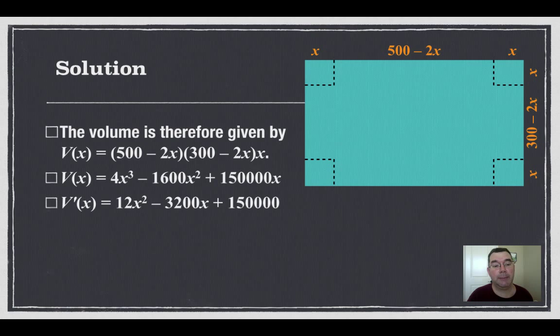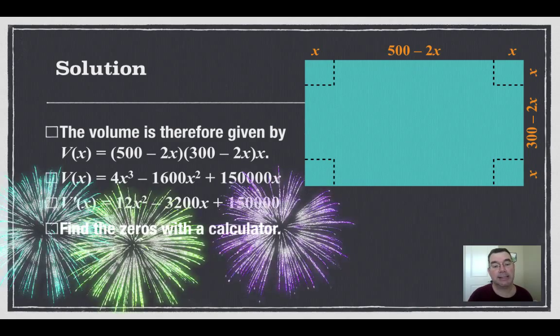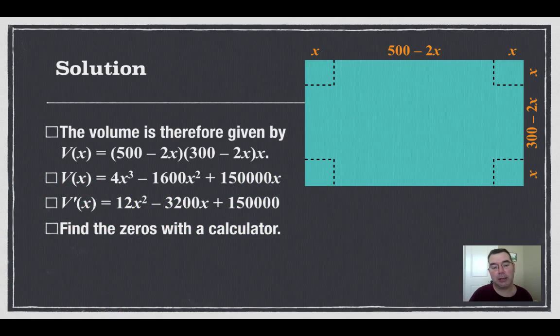So V prime, the derivative of 4x cubed is 12x squared. The derivative of minus 1600x squared is minus 3200x. And the derivative of 150,000x is just 150,000. So I need to set that equal to 0. I'll use a calculator to do that. It's not very pretty. So when I plug that into a calculator and I look for the zeros of that function, they are at 60.7 and 206.